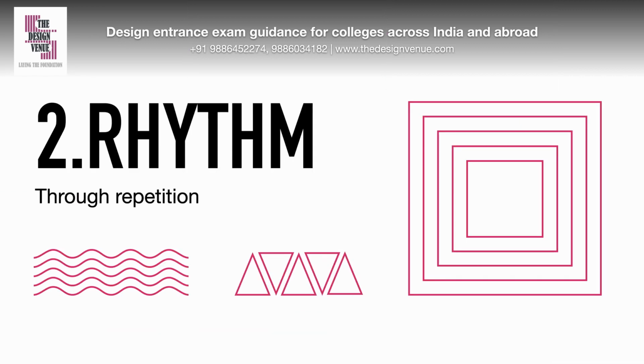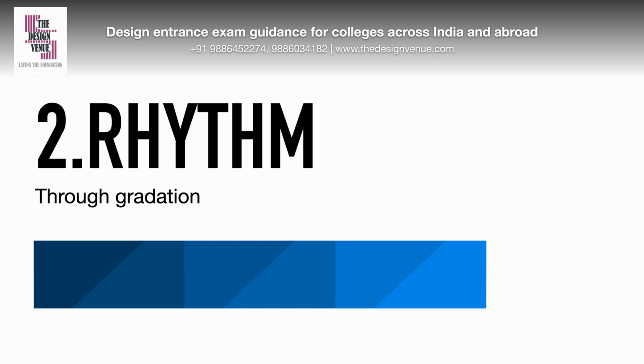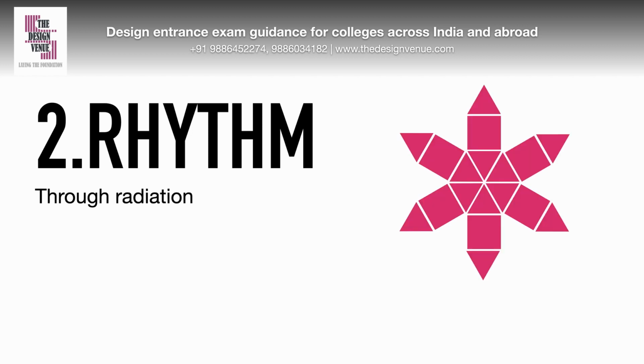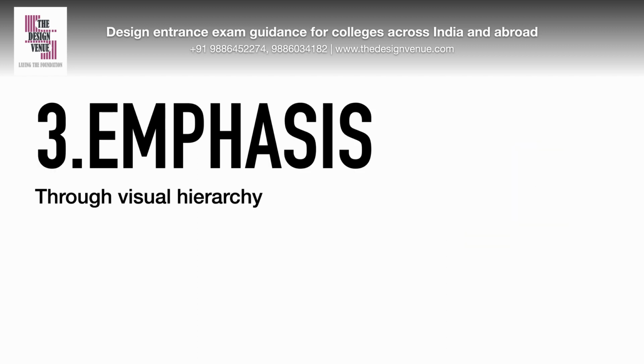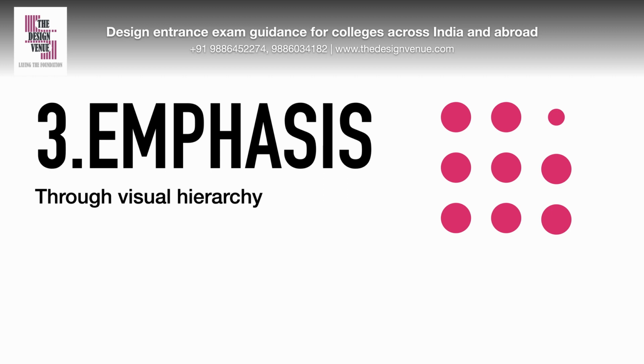Rhythm can be achieved through repetition of shapes and lines parallel to one another. The same can be done with gradation, and also through repetition of shapes by radiating them. The third principle of design is emphasis. Emphasis directs the reader's eye to the important parts of the composition. This can help in conveying the message quickly.